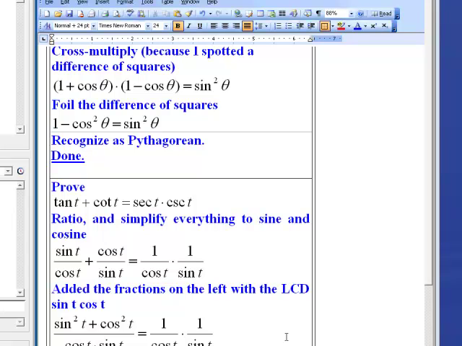What's going to happen next? Well, at this point, I'm actually done. Because notice on the left-hand side, Pythagorean in the numerator on the left. So that numerator equals 1. And therefore, the left-hand side looks identical to the right-hand side, and we're done.